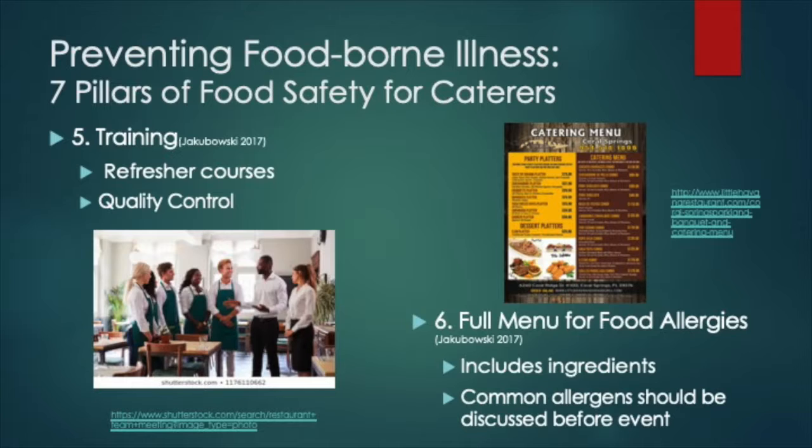You should also be providing refresher courses for safe food preparation, transport, and serving, as well as have a quality control in place to make sure every employee is exceeding your standards for food safety. The sixth pillar is related to having a full menu for food allergen purposes. While not in the scope of this talk, this is a very important consideration, and your clients should know at the very least common allergens in the food that is to be served at their event.